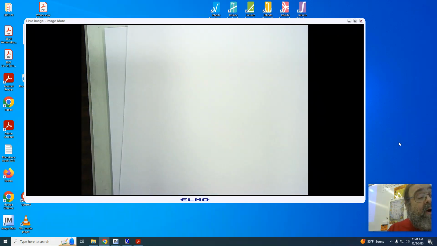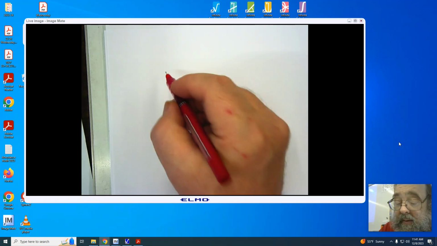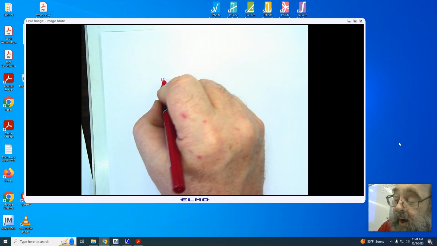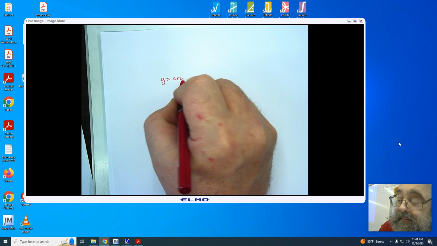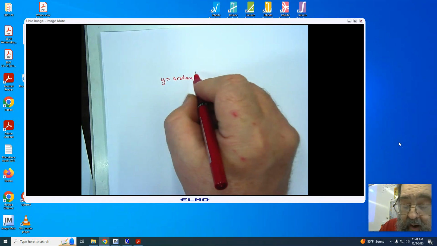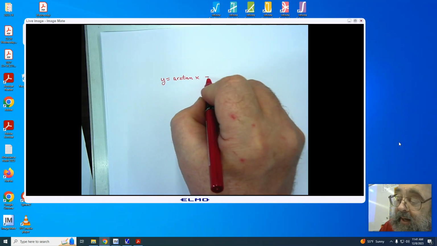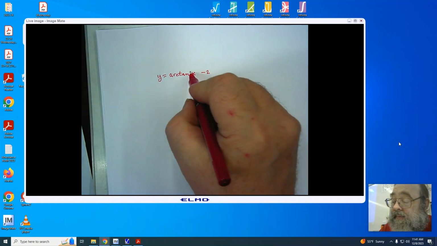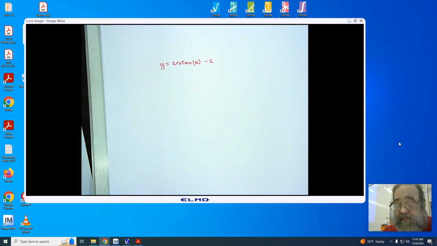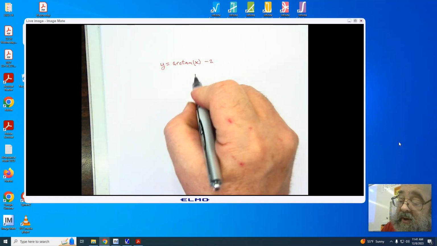We're going to graph one of each. So let's go ahead and start off with y equals the arctan of x minus 2. Now be aware that that minus 2 is our vertical shift, and so that's where we're going to have all of our work. So I'm going to go ahead and start with my graph.